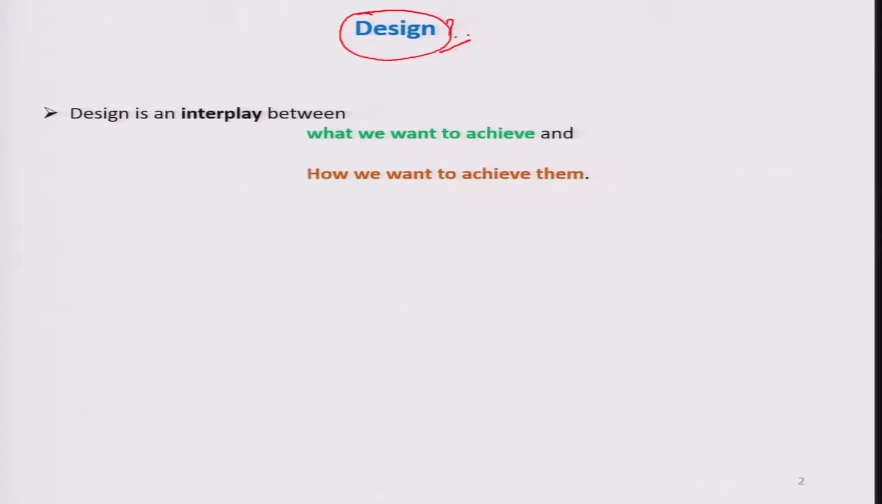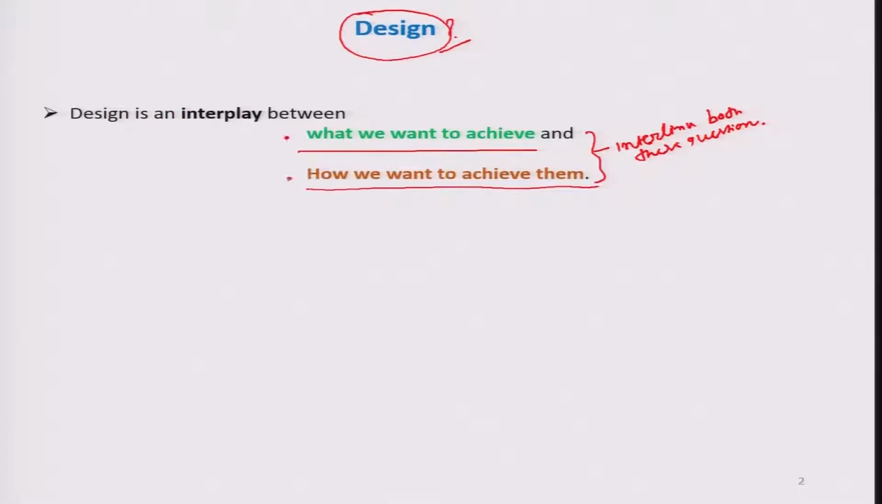Okay. So, design is an interplay between what we want to achieve and how we want to achieve them. So, first what you are saying there, you will have to interlink both these questions in a design. Okay. So, although there are only 2 points you are targeting, in between there are a lot of steps involved to jump from 1 to 2.